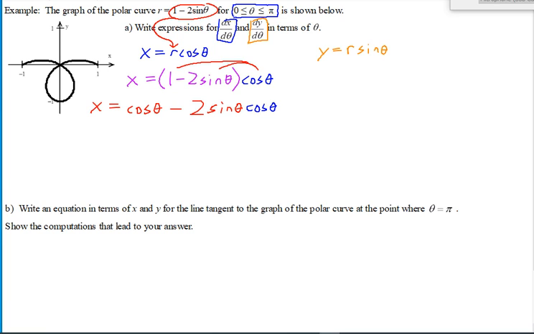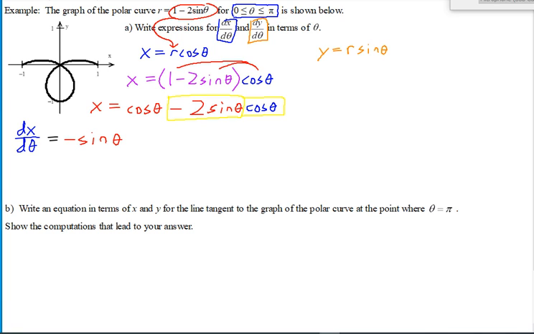And now that we have x in terms of just theta, not in terms of r also, now we can find the derivative, dx d theta, that we're asked to find. So dx d theta would equal the derivative of cosine is, remember cosine starts with a c, so it would be negative sine. And then this one, if you treat the negative 2 along with the sine theta, you can use the product rule. You have to use the product rule on this one.